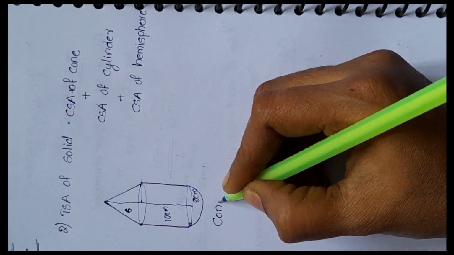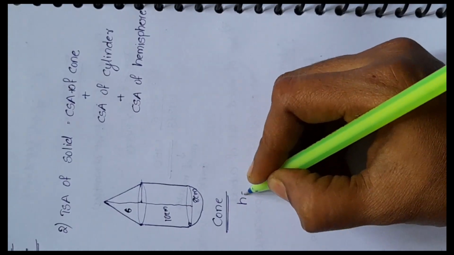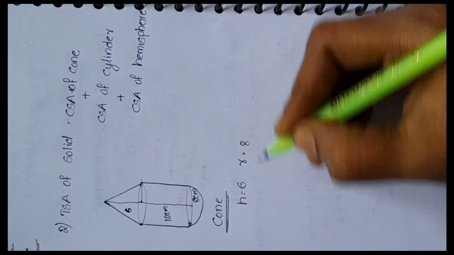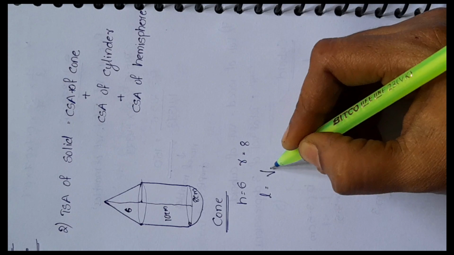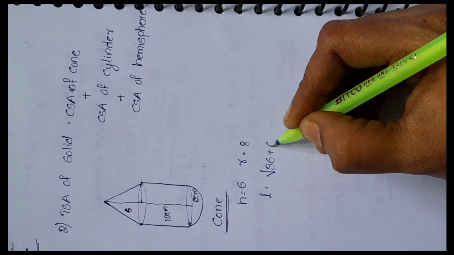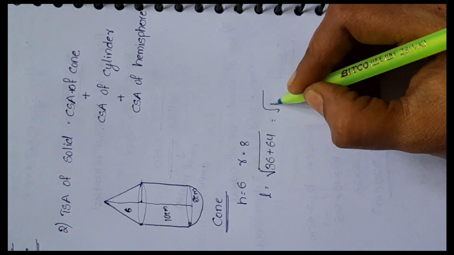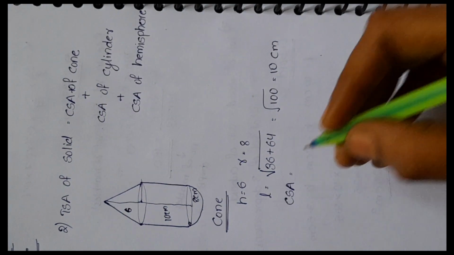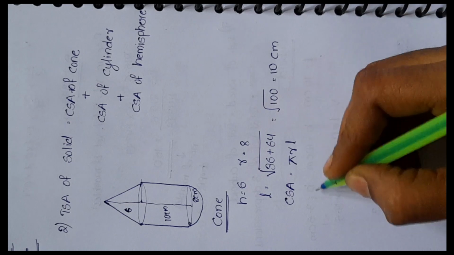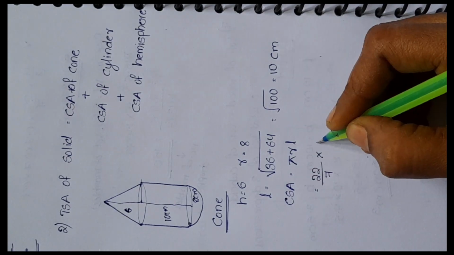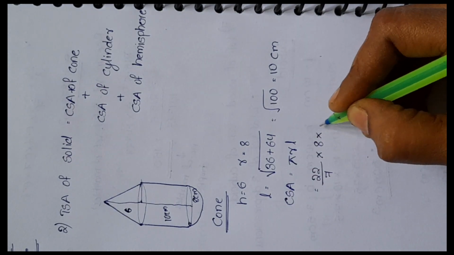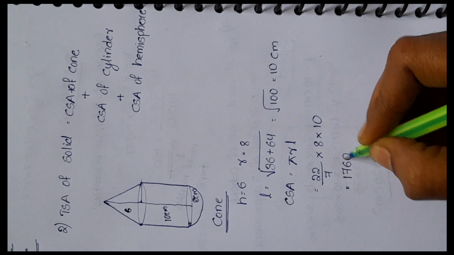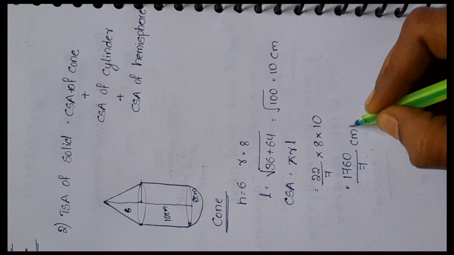So let us take the cone part first. For the cone, h is equal to 6 and r is equal to 8 centimeters, the radius is the same. L is equal to root of 6 square is 36 plus 8 square is 64. So root of 100 is 10 centimeters is the slant height of the cone part. Now the curved surface area formula is pi r L, that is 22 by 7, r value is 8 into L value is 10. On calculating, we get 1760 by 7 centimeter square is the curved surface area of the cone.